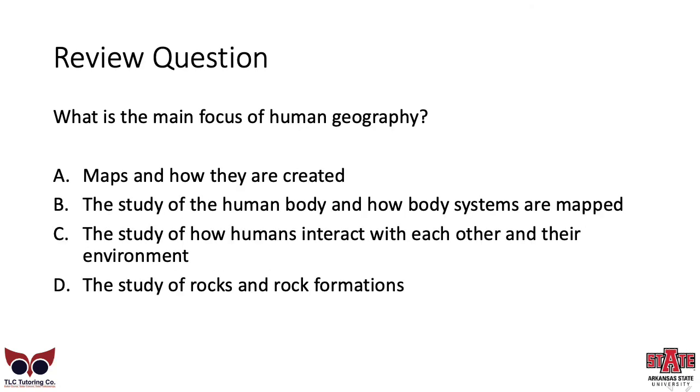Review question. What is the main focus of human geography? A. Maps and how they are created. B. The study of the human body and how body systems are mapped. C. The study of how humans interact with each other and with their environment. Or D. The study of rocks and rock formations. The correct answer is C. The main focus of human geography is the study of how humans interact with each other and with their environment.